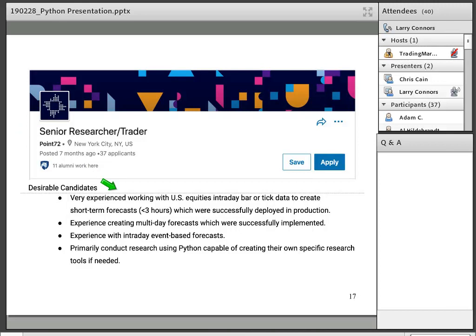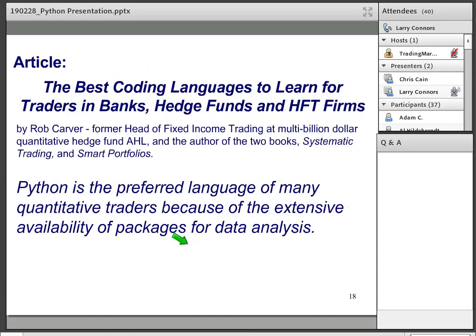You see the type of experience they're looking for here. It's working with U.S. equities intraday, creating short-term forecasts of less than 3 hours, then successfully deploying in production, creating multi-day forecasts. So there are short-term forecasts that were successfully implemented, experience with intraday event-based forecasts, and then primarily conducting research using Python, capable of creating their own specific research tools as needed.